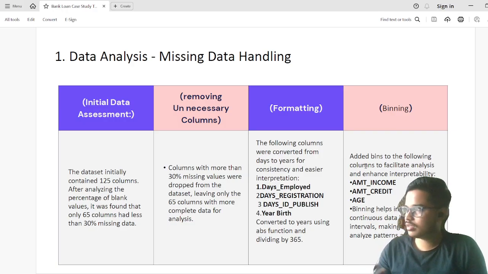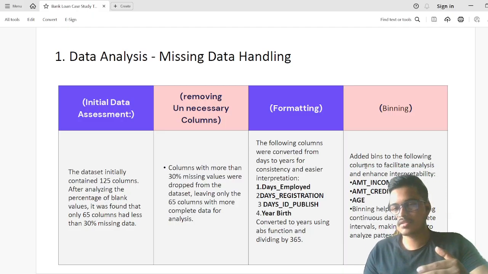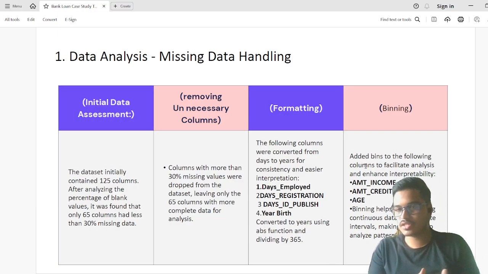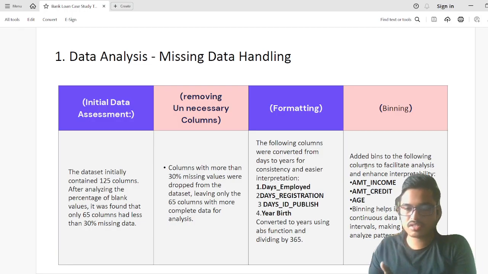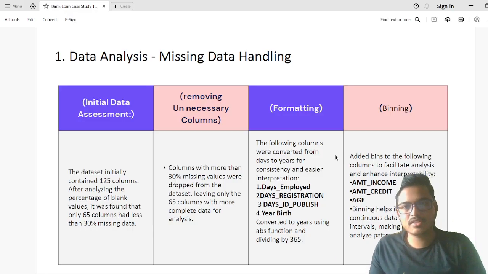So for making a better analysis, what we did is make bins for the income and credit, so that we will have features like which persons fall under this income range, this credit, or this age bin. Again, this was very useful. So we have taken these steps.